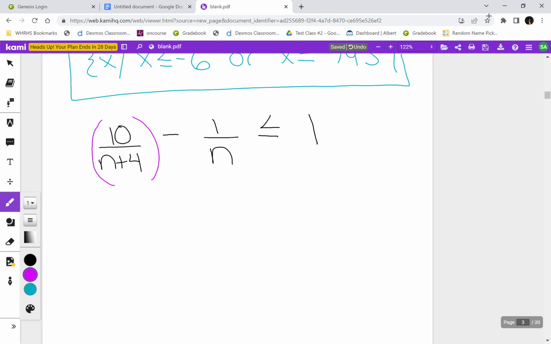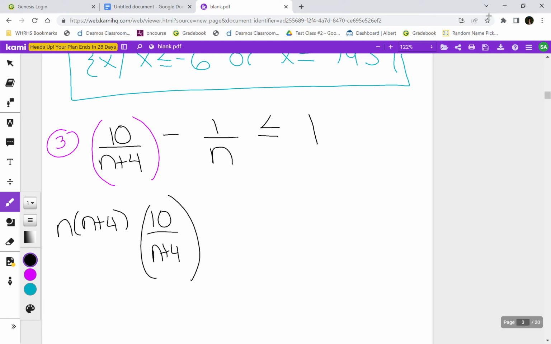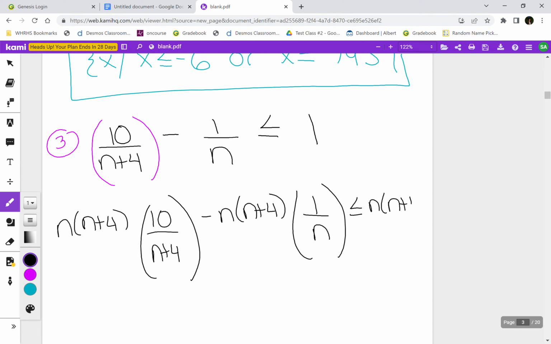Actually, I'll just rewrite it. So we're going to have n times n plus 4 times 10 over n plus 4, minus n times the quantity of n plus 4 times 1 over n, is less than or equal to n times the quantity of n plus 4. All right, our whole point of doing this is to eliminate the denominator. So this whole n plus 4 cancels with this whole n plus 4. This n cancels with this n.